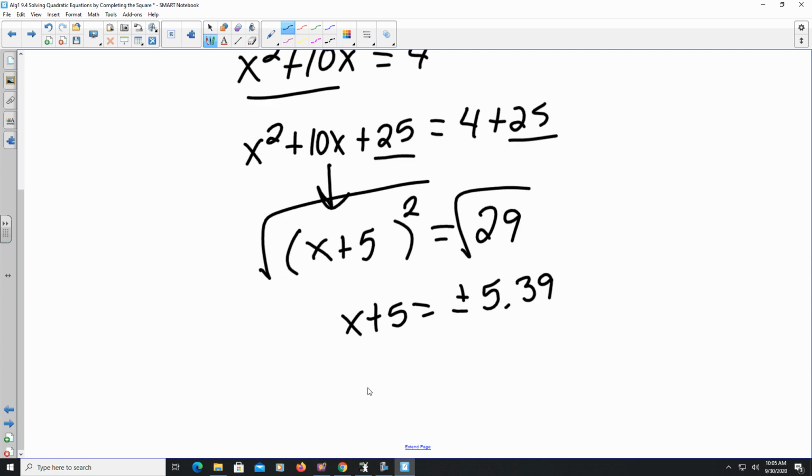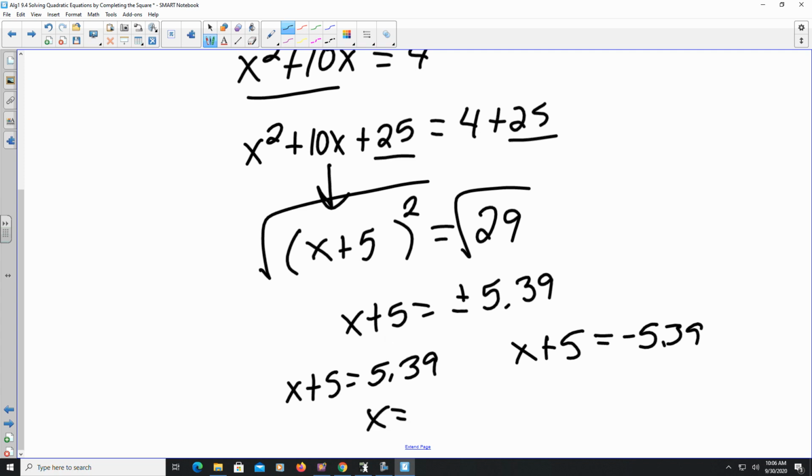If I round to the nearest hundredth, now I've got x plus 5 is equal to positive 5.39, and x plus 5 is equal to negative 5.39. So subtracting 5 from both sides, in the first one, 5.39 minus 5, x is going to be 0.39. And in the second, I get x is negative 10.39. So those are my two x-intercepts for that particular situation.